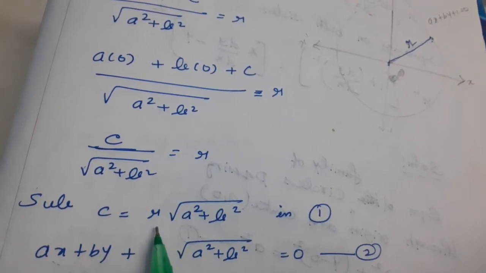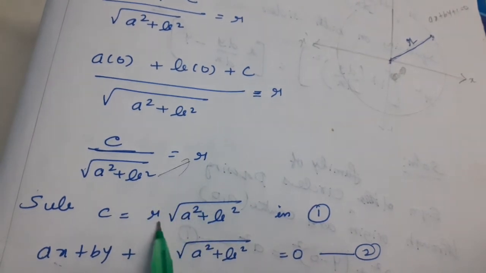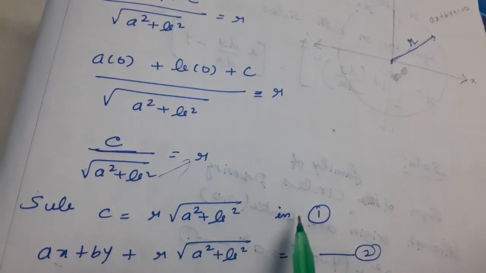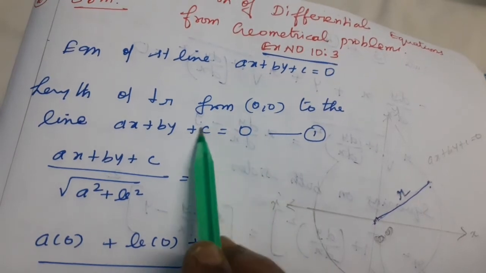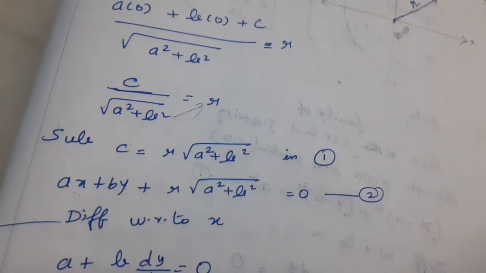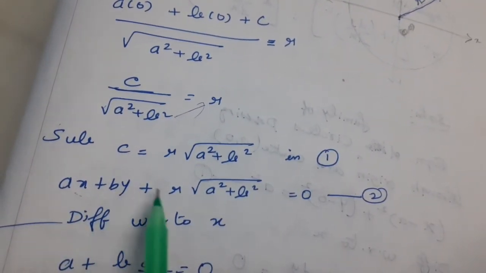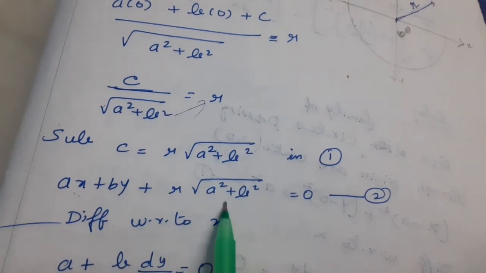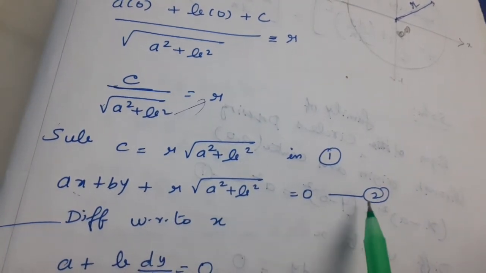Substitute c equal to r into root of a square plus b square in equation 1. Instead of c, you substitute this value. Now ax plus by plus r into root of a square plus b square equal to 0. This is equation 2.